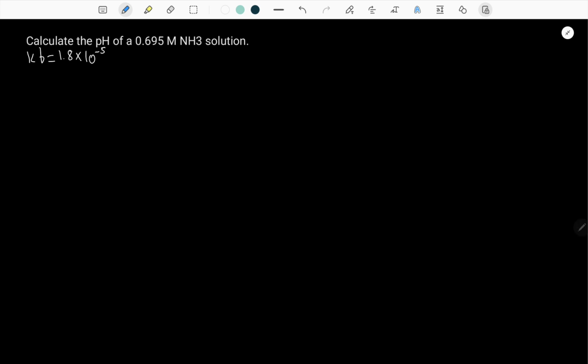Actually, we will do this question without the ICE table. So the formula is always the same. It's always going to be x squared over the concentration, whatever they give you, 0.695 minus x, is equal to the Kb, which is 1.8 times 10 to the power of -5. Now you can do shift solve in a calculator and find x here.